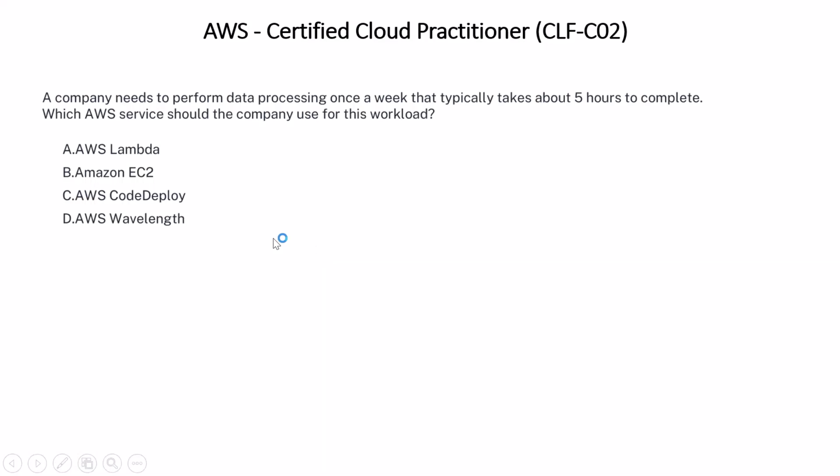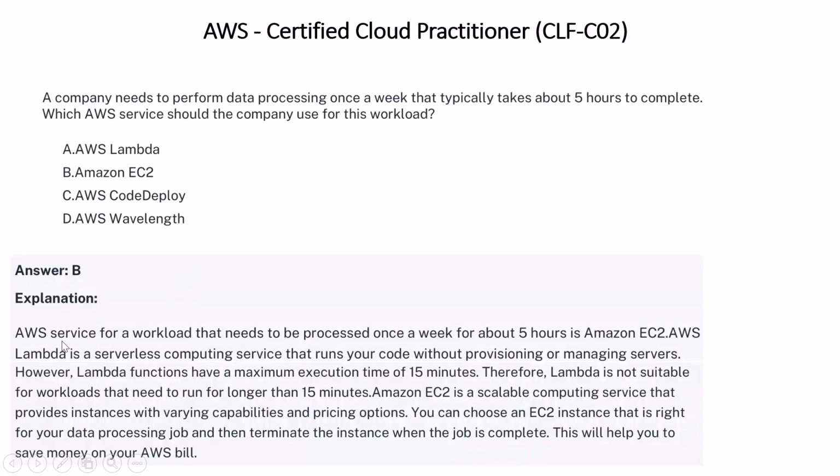Next question. A company needs to perform data processing once a week that typically takes about 5 hours to complete. Which AWS service should the company use for this workload? The options are option A, AWS Lambda, option B, Amazon EC2, option C, AWS Code Deploy, option D, AWS Wavelength. The correct answer is option B, Amazon EC2.